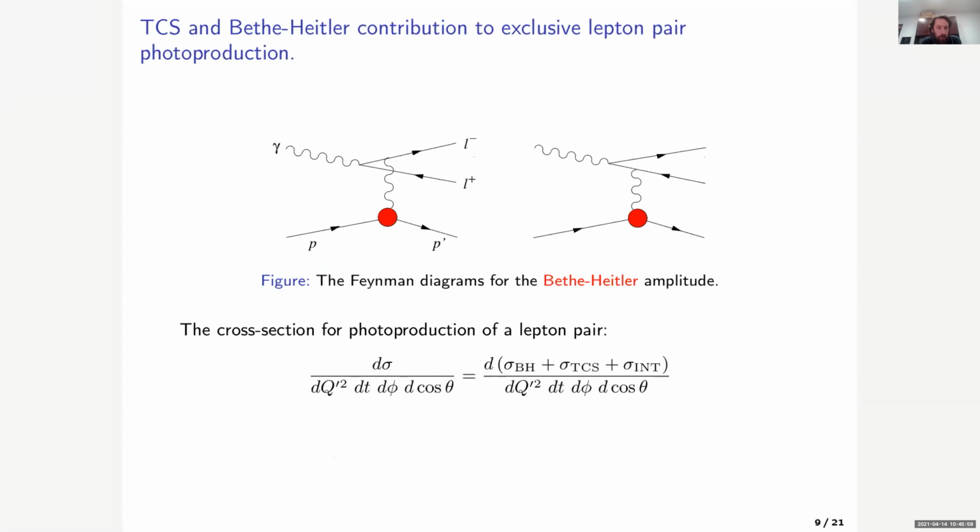Before I go on to depict some observables, I need to say something about this. Timelike Compton scattering is measured in the exclusive production of a lepton pair, and we also have another mechanism for production of this lepton pair. This is the purely electromagnetic Bethe-Heitler amplitude here, similarly as for DVCS, and of course our cross section is given by the pure Bethe-Heitler, pure TCS, and the interference term.